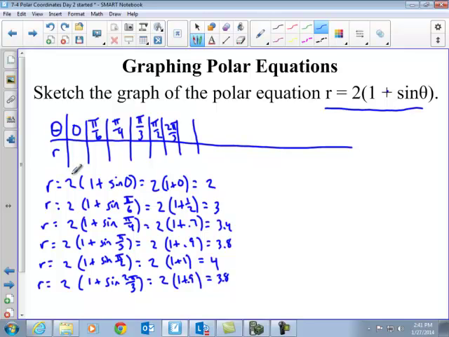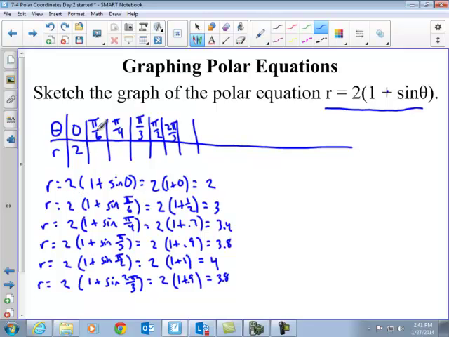With the first one, we're letting this angle, theta, be 0. So I'm rewriting this equation, 2 times the quantity of 1 plus the sine of theta. So I have 2 times the quantity of 1 plus the sine of 0, because that's the first angle I'm plugging in. Well, the sine of 0 is 0. So I have 2 times the quantity of 1 plus 0, and if you do the arithmetic, that gives you 2. So the r value here for 0 is 2.